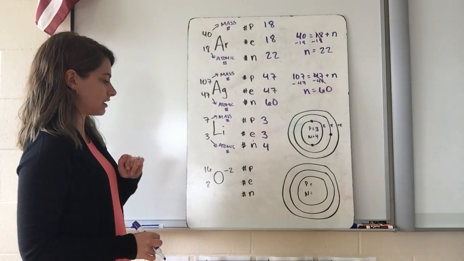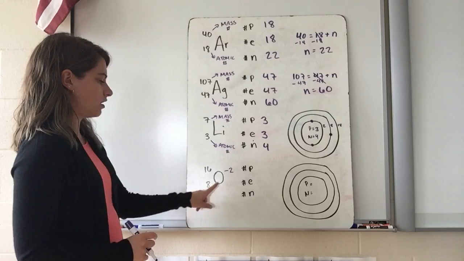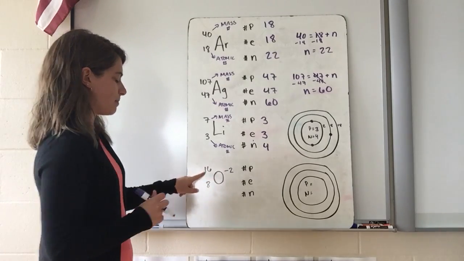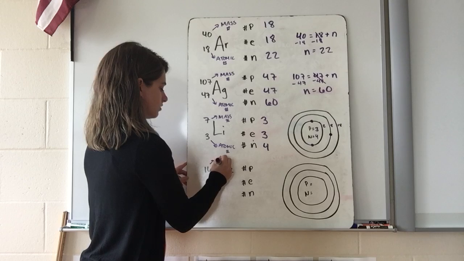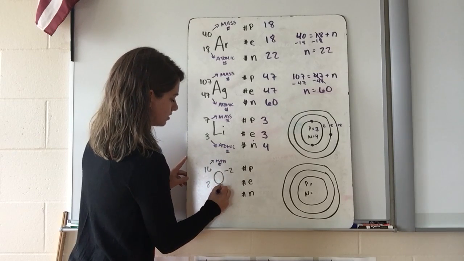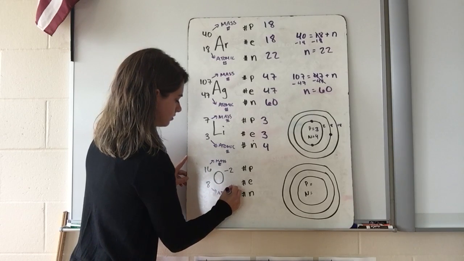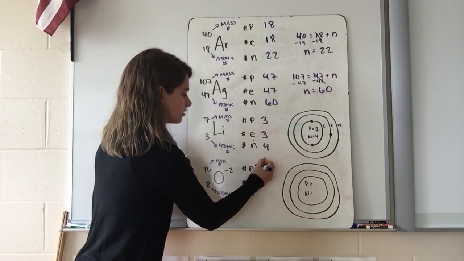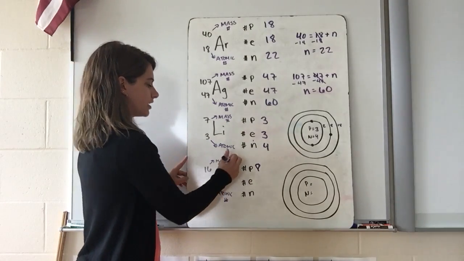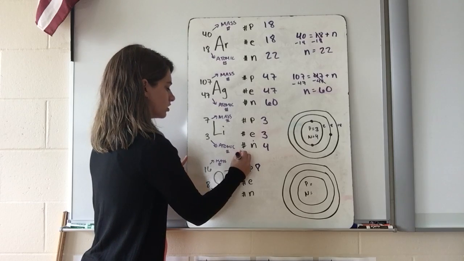Okay, one last example. So this one looks a little bit different. We have oxygen. Our mass number is 16. Our atomic number is 8. So that means we have 8 protons. Now we have this number here. This indicates a charge.